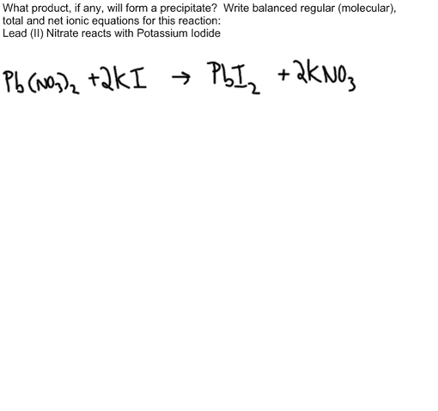And if you look on your solubility chart, you'll find that when lead(II) goes with iodine, it forms a solid, and when potassium goes with nitrate, it remains aqueous, or dissolved in solution. So knowing that, now we can write the total and net ionic equations.